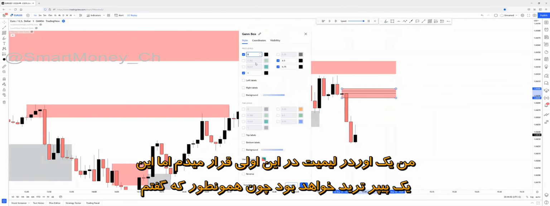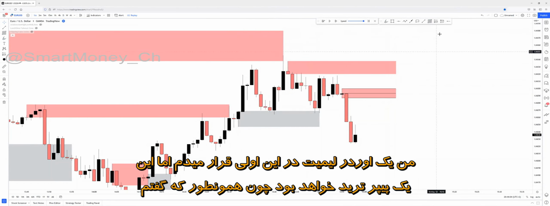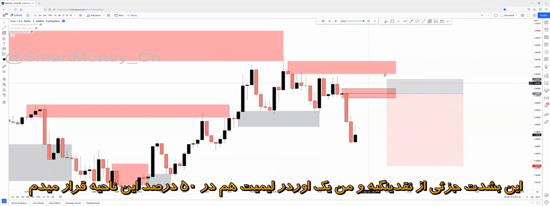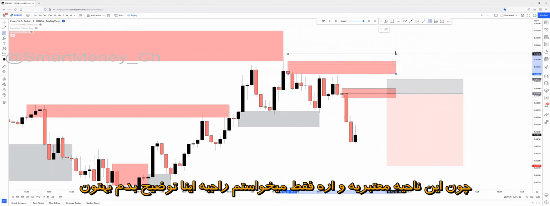I will set a limit order on this zone first, but this will be just a paper trade because, as I said, this was part of the liquidity. This is heavily part of the liquidity. And I will set a limit order on the 50% of this zone too, because this is the right zone choice. And yeah, I just wanted to talk about this.